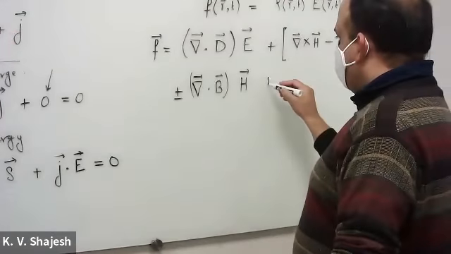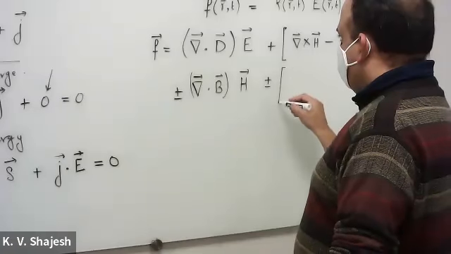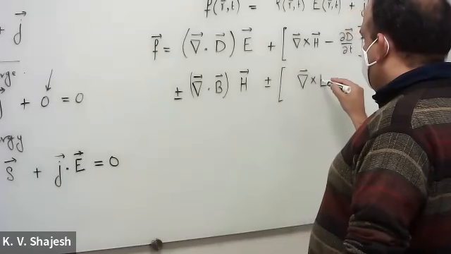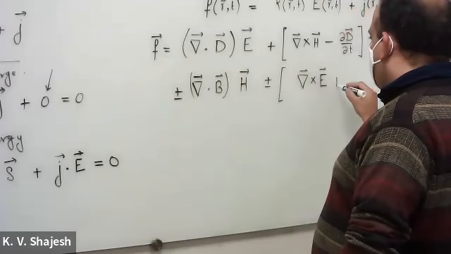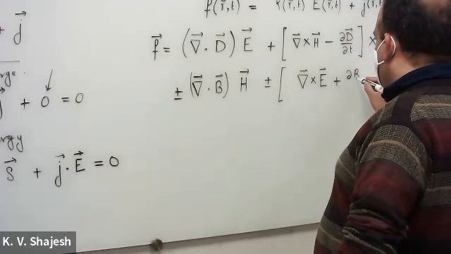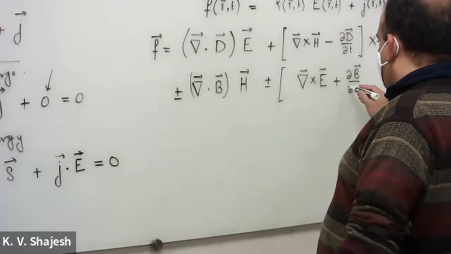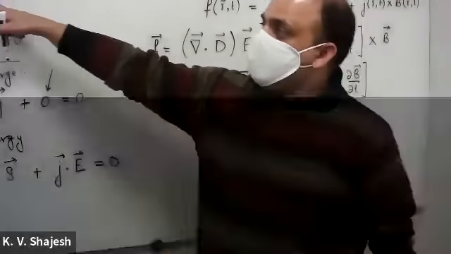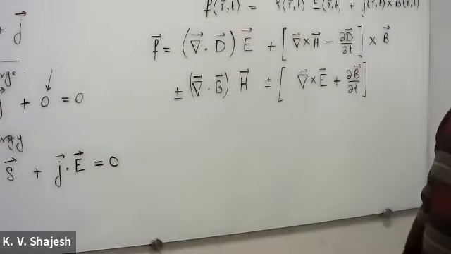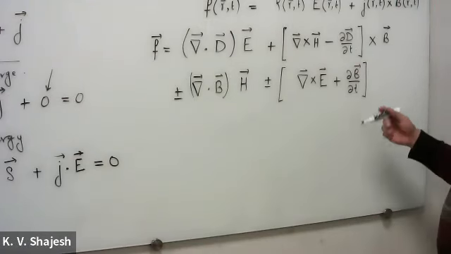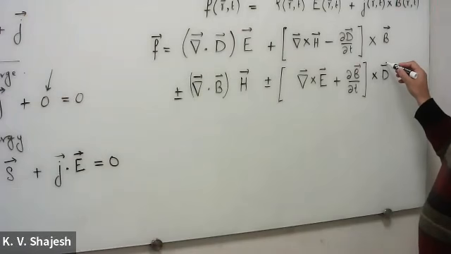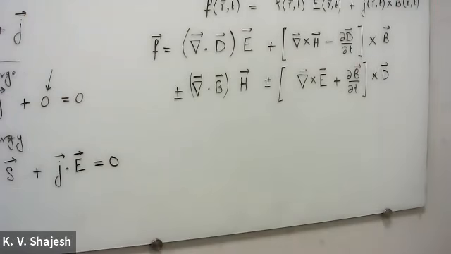So I can add or subtract del cross E plus dB by dt. That's 0. That's this equation. That is 0, the third equation. And I can multiply with anything. I'll multiply with D. Okay.